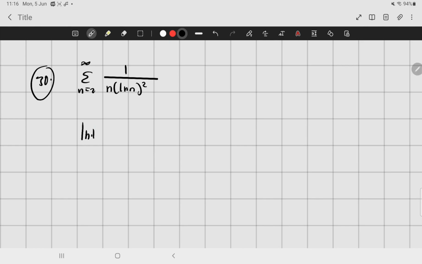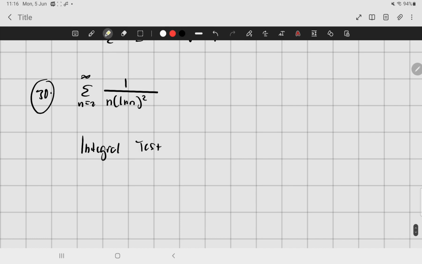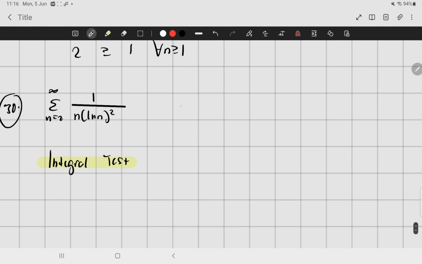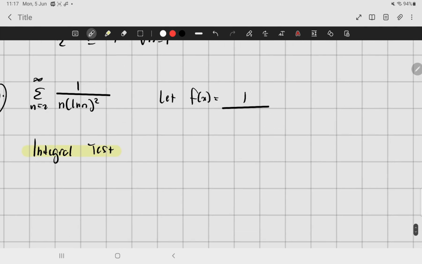So integral tests. Now it's rare to use this test because usually most series can't integrate. It's tough to integrate some series. So what are the conditions? Okay, let us define a function. Let f of x equal 1 over x ln x squared for all x larger or equal to 2. So it's a real number.